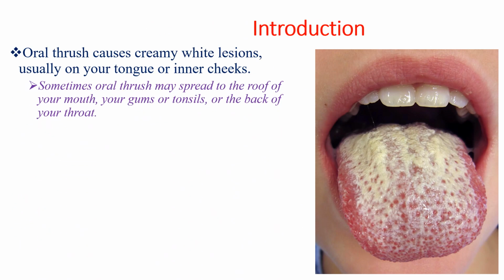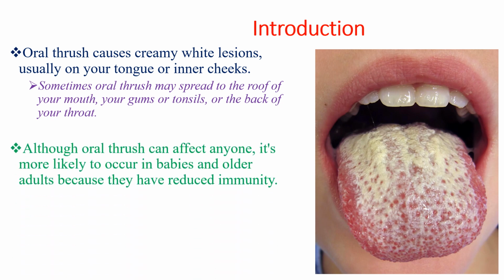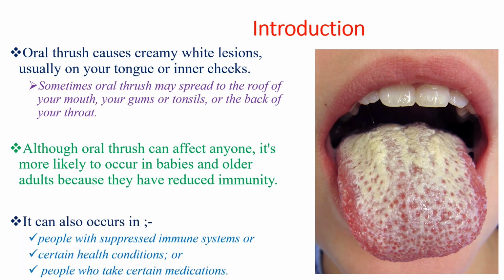Oral thrush causes creamy white lesions, usually on your tongue or inner cheeks. Sometimes oral thrush may spread to the roof of the mouth, gums or tonsils, or the back of the throat. Although oral thrush can affect anyone, it's more likely to occur in babies and older adults because they have reduced immunity. It can also occur in people with a compromised immune system, certain health conditions, or people who take certain medications such as corticosteroids.